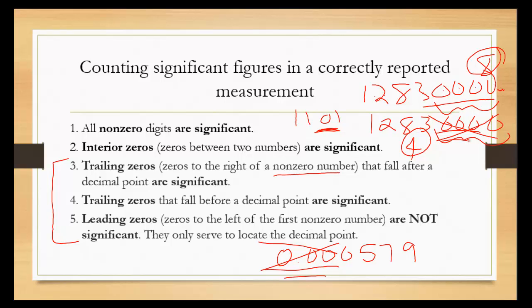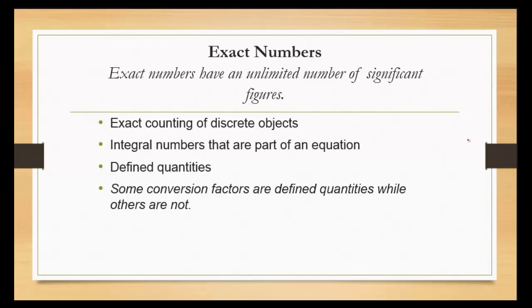Alright, so exact numbers. Exact numbers have an unlimited number of significant figures. And this is what we were talking about when we were talking about the pennies, where we said we had 7 whole pennies. It could be 7, it could be 7.00, 7.000000. It could have an infinite amount. It doesn't matter. It's still going to be 7. So exact counting of discrete objects is going to be an unlimited number of significant figures. Integral numbers in an equation are infinite. You don't have to worry about those.